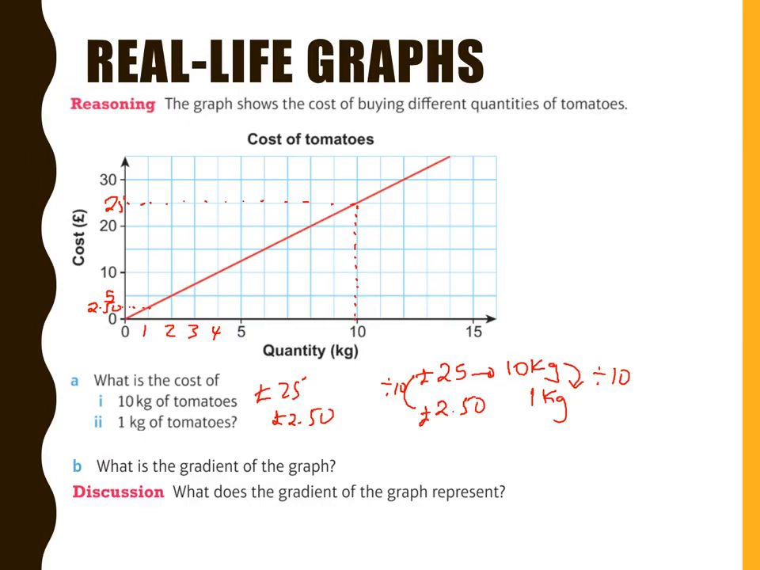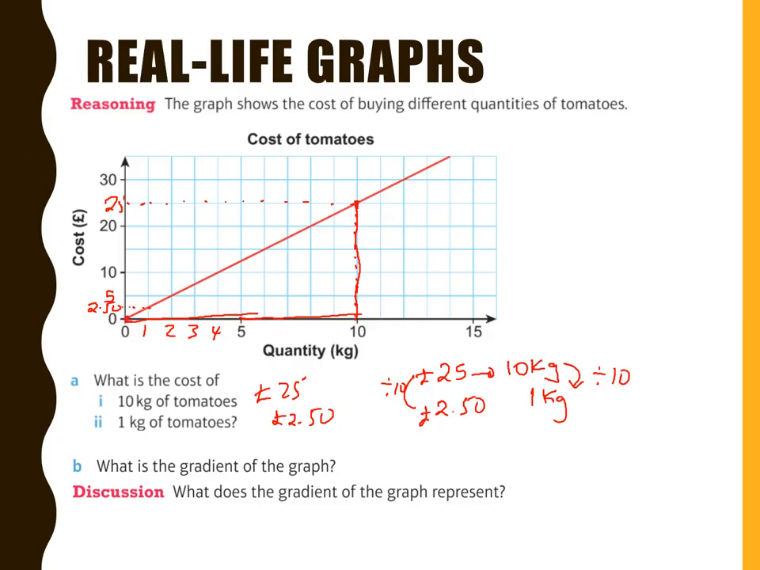So what is the gradient of the graph, and what does the gradient of the graph represent? Again, with this one, we could draw triangles. I'm going to draw my triangles. So it's already started here. I'm going to draw this whole triangle. You could draw any triangle, as I said. Just be sure that it touches the line in 2 points. So it's touching here and here. So that's 2 points.